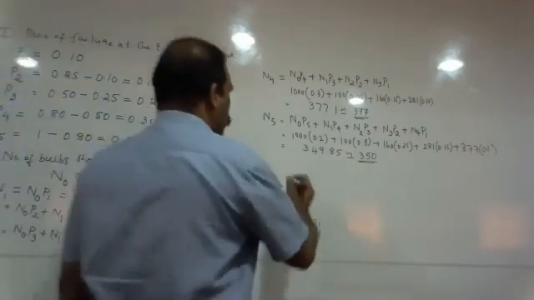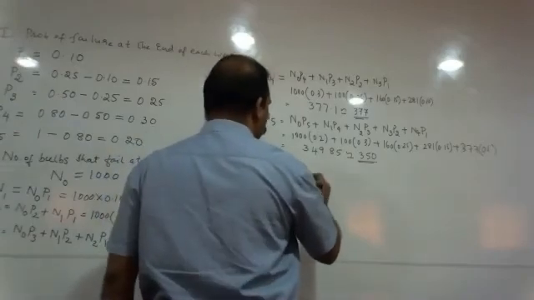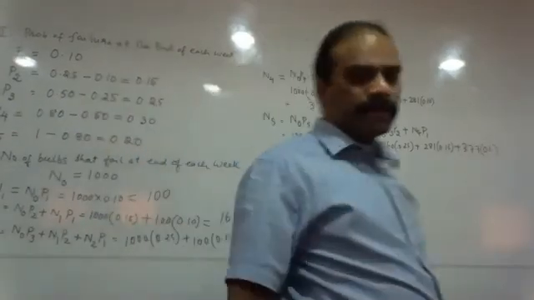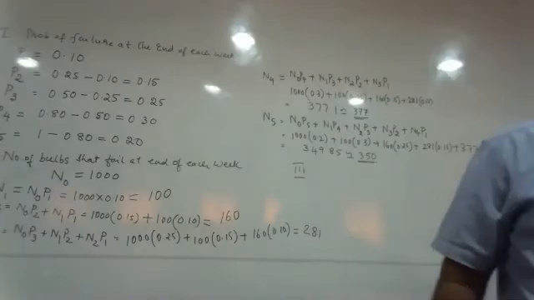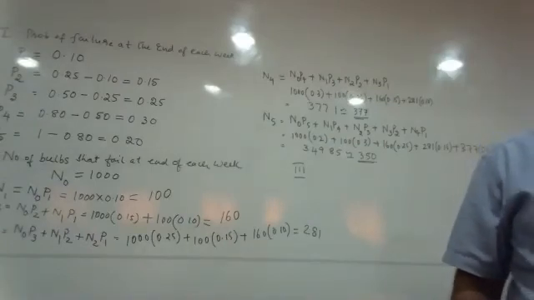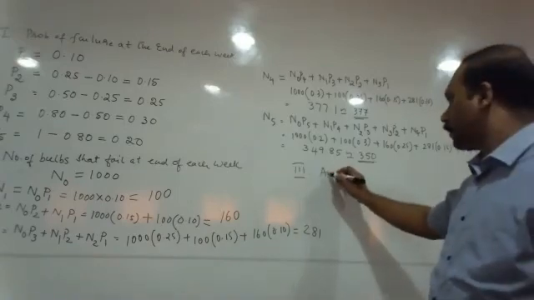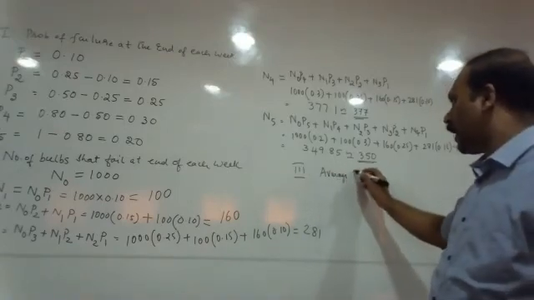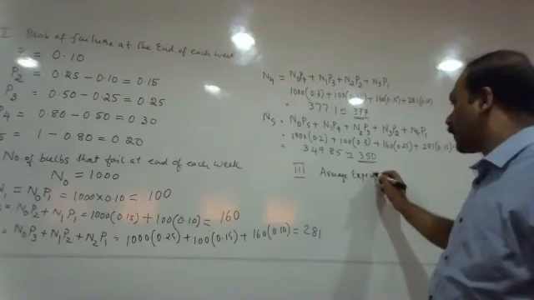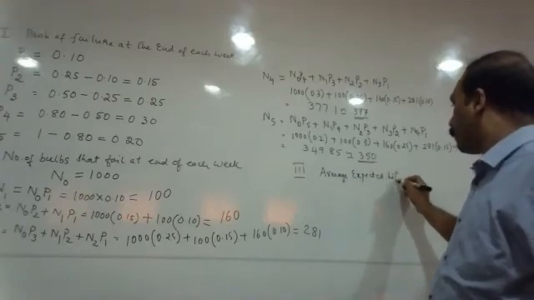Now we will come back to the third step. Now what is the third step? The third step in this question is you are supposed to determine the average expected life of the bulb. We are supposed to calculate the average expected life of the bulb.